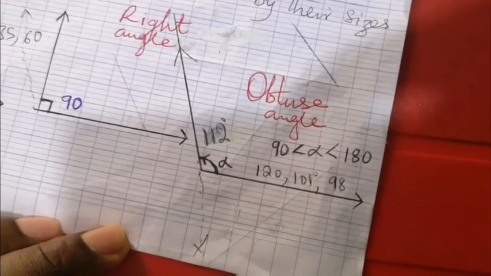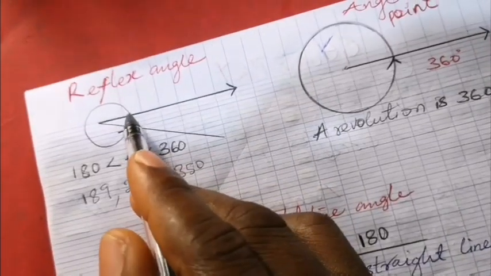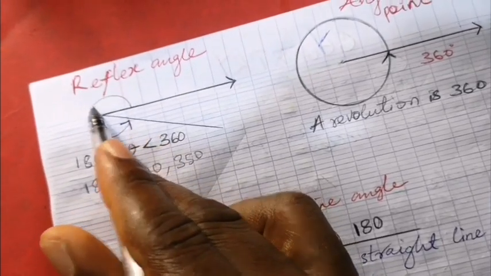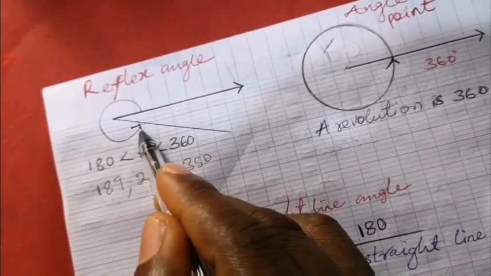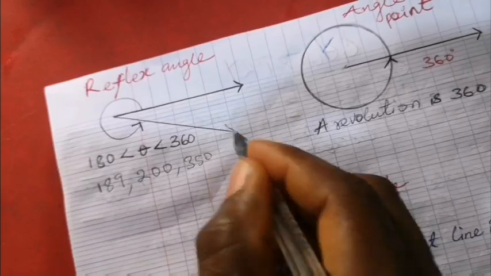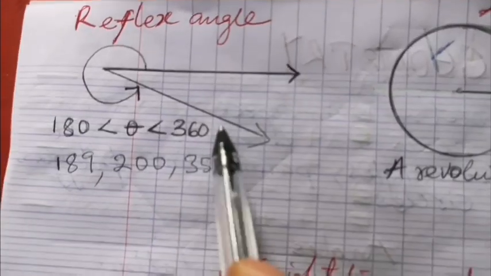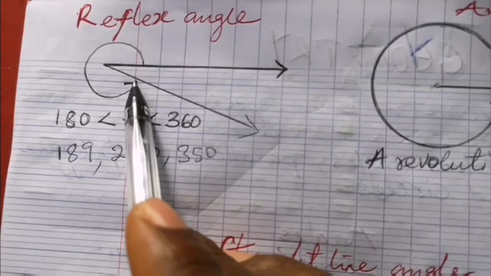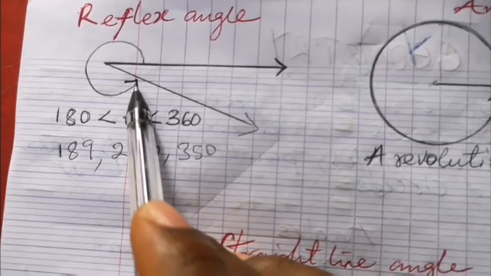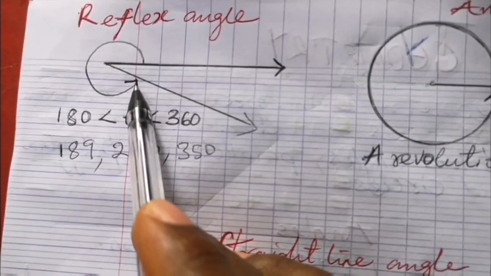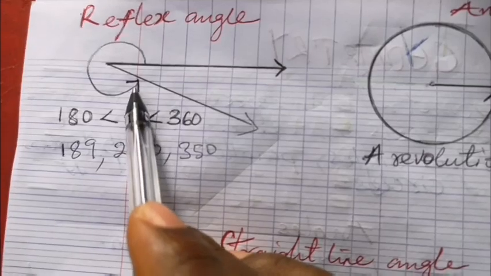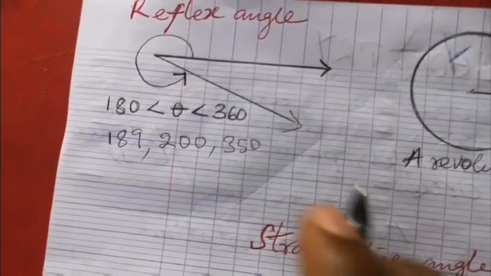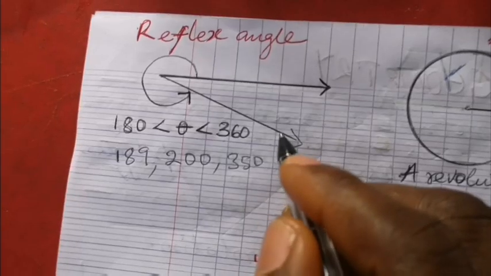Okay, so look at it here. The line has moved from here like this. It is now at this point here. So look at where the line is. You can see the thing has rotated to this point here. Now this angle is reflex angle. Remember, the angle is not yet up to 360 degree.